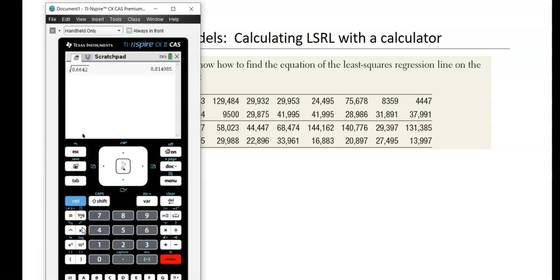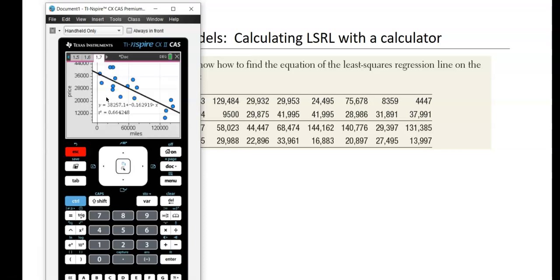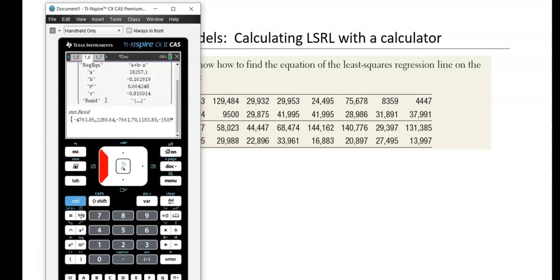0.6642, I almost get R. Well, sometimes I get R. I got 0.814. If you look back at the previous screen, you can see that R is actually negative 0.814, because the slope is negative. R squared, if you take the square, it's always going to be positive.